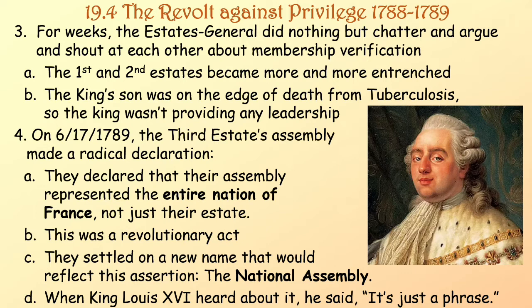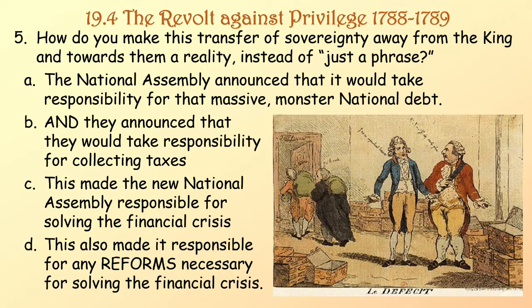When King Louis XVI heard about it, his response was, "It's just a phrase." Well, how do you make this transfer of sovereignty away from the king and towards them a reality instead of just a phrase? Well, the National Assembly announced that it would take responsibility for that massive monster national debt, and they announced that they would take responsibility for collecting taxes. And this made the new National Assembly responsible for solving the financial crisis. And it also made it responsible for any reforms necessary for solving the financial crisis.